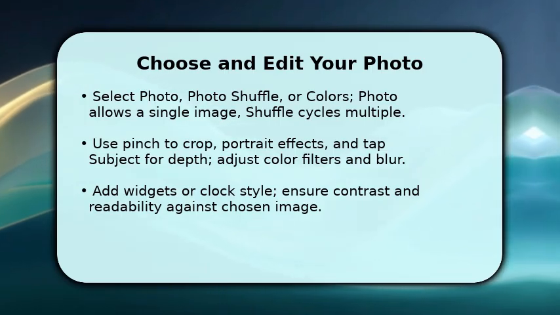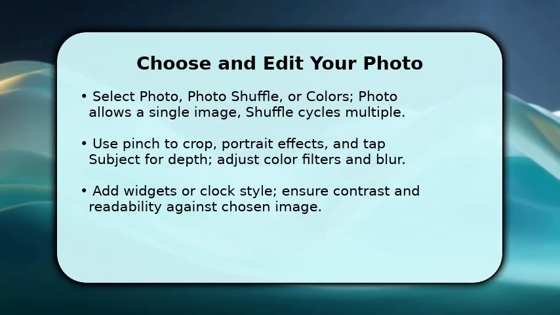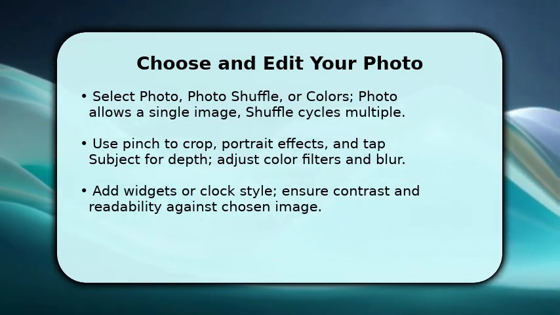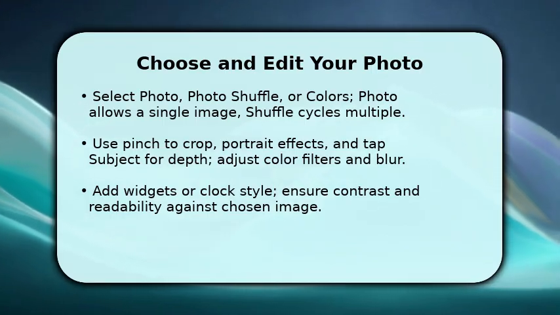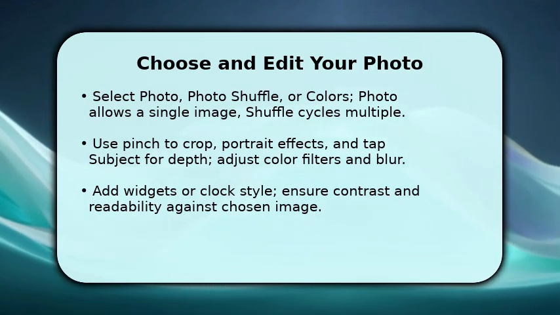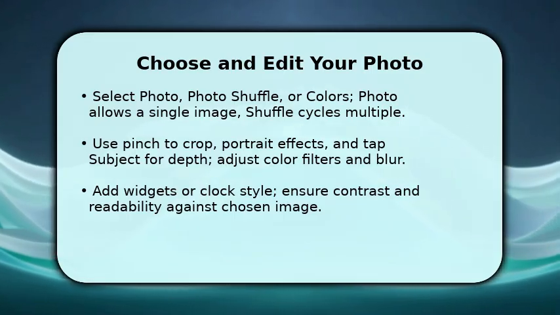Pick an album or camera roll, and then pinch to crop or reposition for best composition. If the image has depth, use Portrait Effects or tap Subject to isolate the person and create layered text. Adjust color filters and blur to improve visibility. Then select a clock font and add small lock screen widgets, making sure clock contrast stays readable against the background.